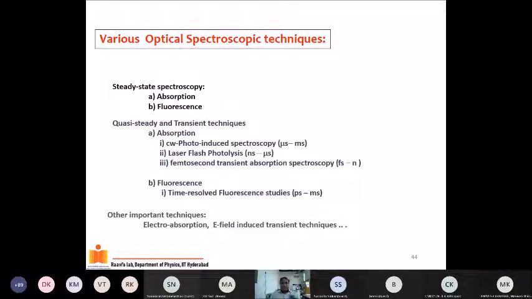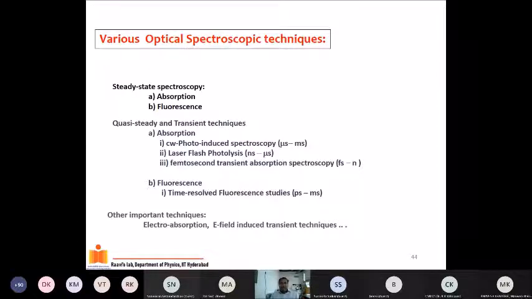I have explained in the earlier two examples how one can use these techniques to really understand what to predict from your system. Then you have these quasi-steady and transient techniques: CW photoinduced absorption, flash photolysis, femtosecond transient absorption spectroscopy. These are the various time resolved spectroscopy techniques which are used. Then you have time resolved photoluminescence spectroscopy.